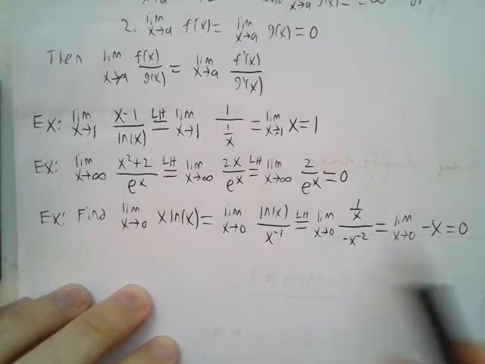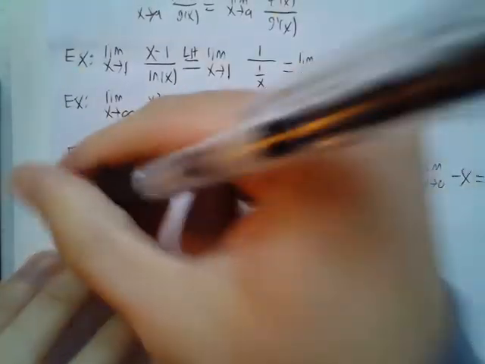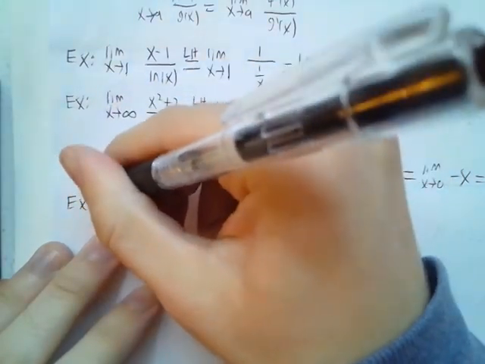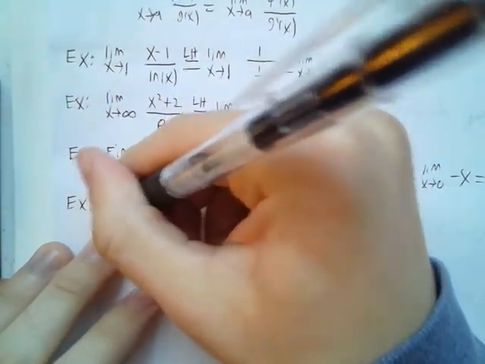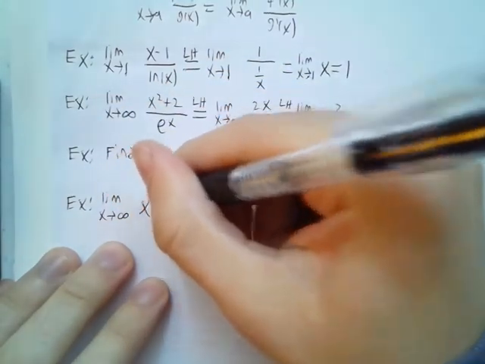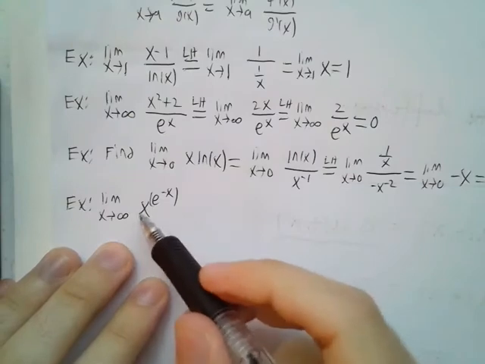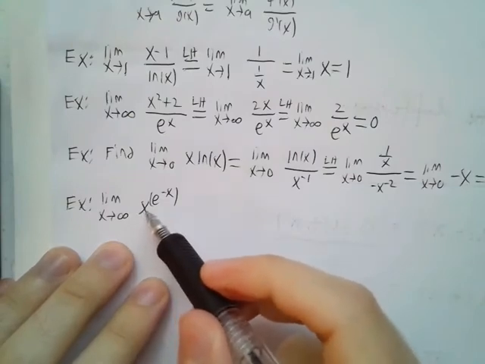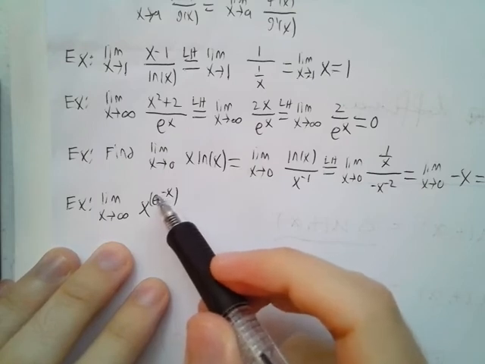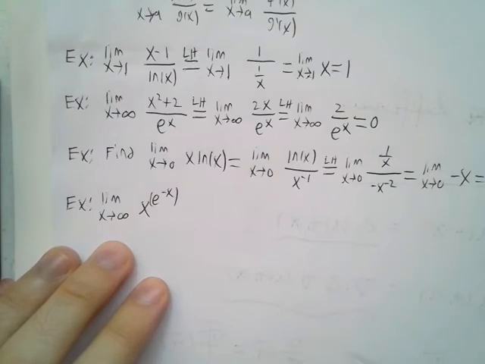Another trick you sometimes see with these sorts of problems are ones where you have a limit as x goes to infinity of x e to the negative x. So basically you have something that goes to infinity in the base, but something that goes to 0 in the exponent. So again, this is some sort of indeterminate form.